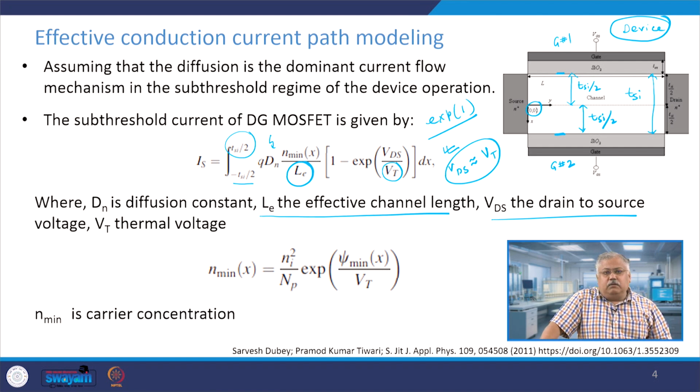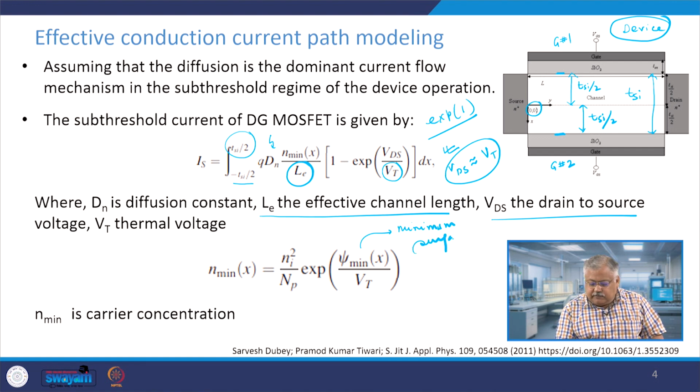And the N minimum which you get, N minimum is basically given by ni squared by Np exponential psi min by Vt. What is the psi min? This is basically the minimum surface potential. This is the minimum surface potential which we get at the silicon dioxide interface, where N min is basically the minimum carrier concentration which you get at this particular point.